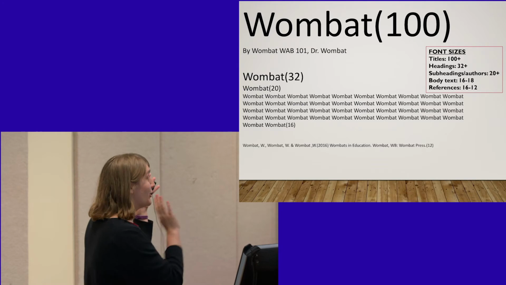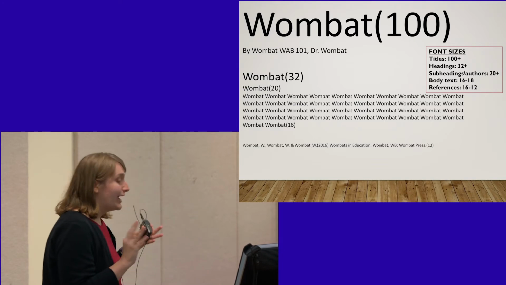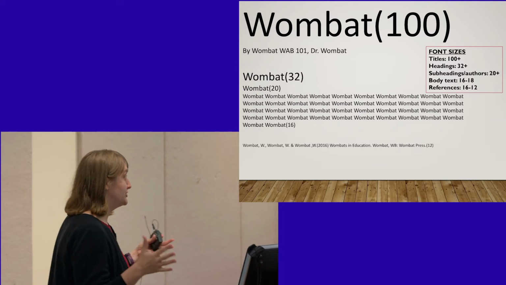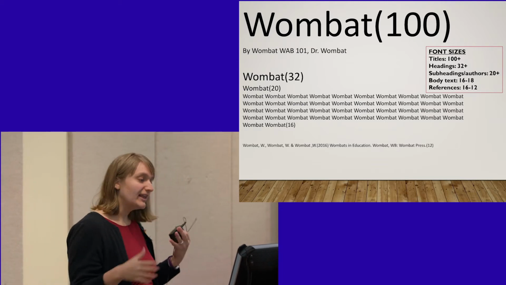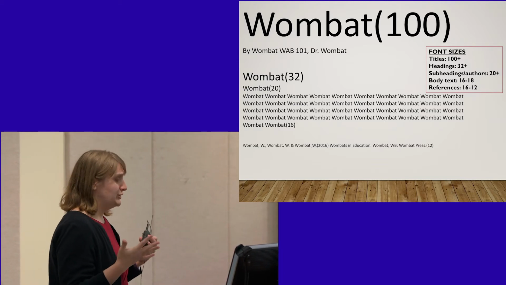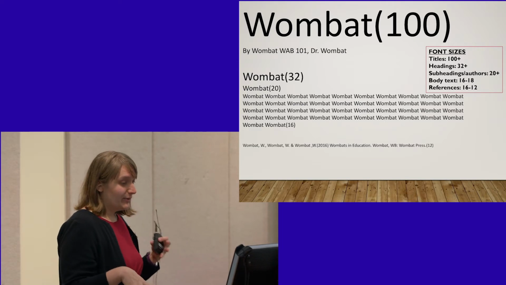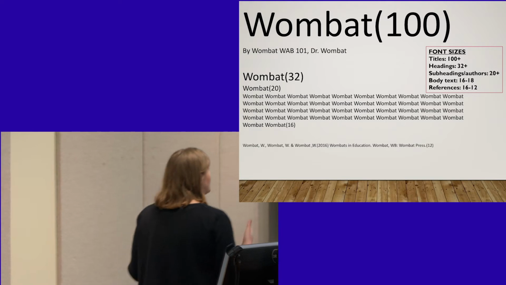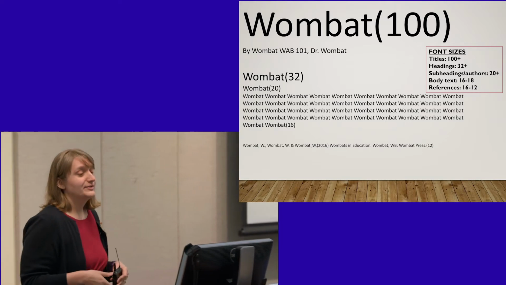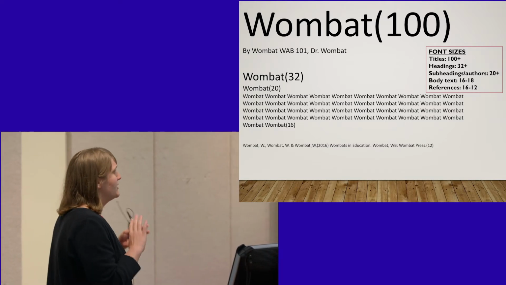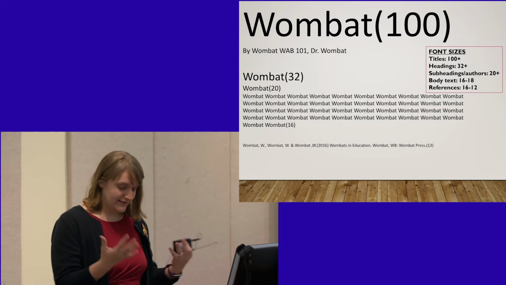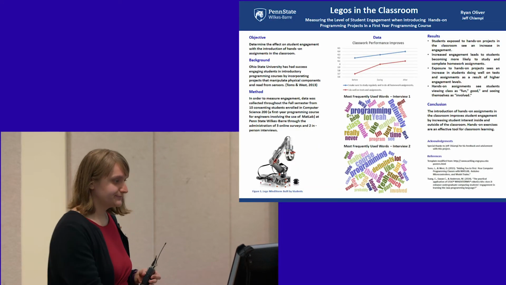So your title, we have our big wombat up there, might be around 100 points, maybe a little bit smaller, depending on how big your poster is allowed to be for your session. If you're doing headings, around 32 points. Subheadings, 20 points, and the body text somewhere between 16 and 18. For your body text, someone's going to be right up at your poster reading that. So it's okay that that's smaller, but the big parts you want to have very large so that they can be seen from a distance to draw someone to your poster.